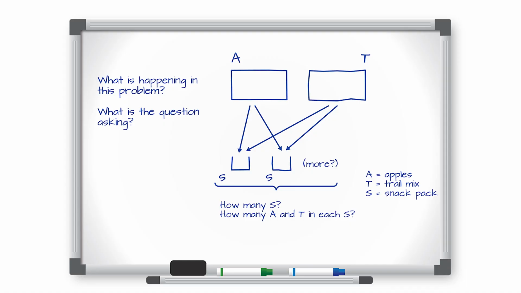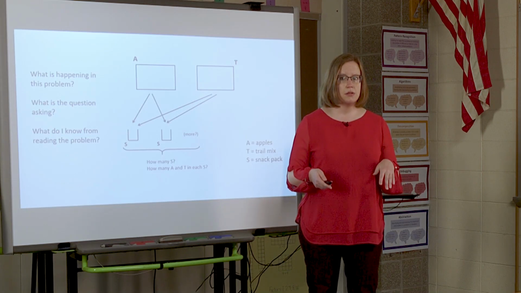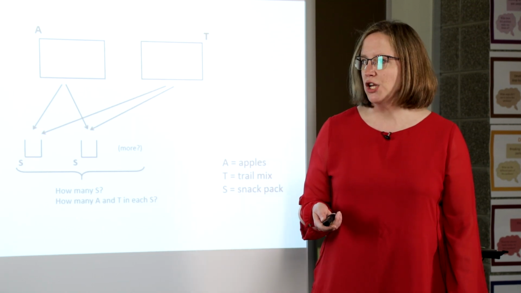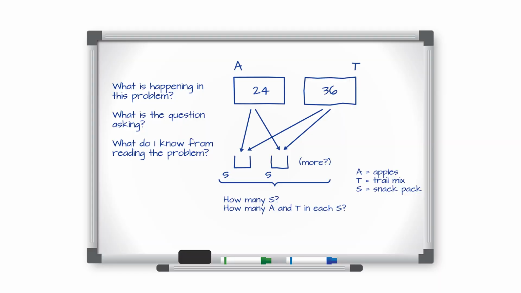Okay, so there's one more question we need to think about, and that's what do I know from reading the problem? So is there any information we know from reading the problem that we haven't shown in our picture yet? Yeah, go ahead. Right, so that's a good idea. So we know how many apples and how many bags of trail mix, right? So maybe we can just write those numbers right in the boxes.